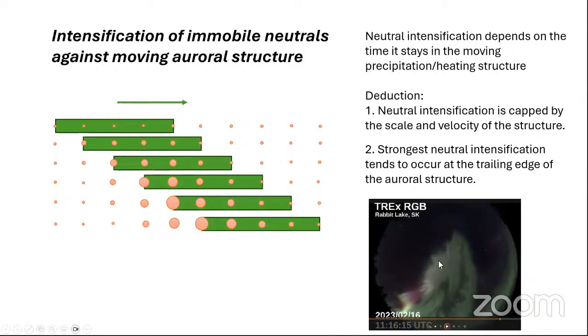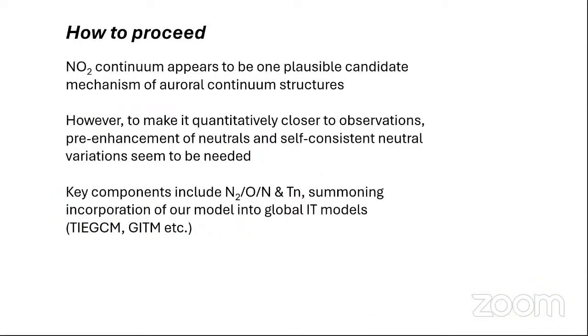Sometimes we indeed see this case. We see this continuum structure on the edge of the green auroras. But we still have a gap. Think about it: we have a 5 km/s moving structure, and if you assume this structure has, for example, 20 kilometer spatial scales, it only takes 40 minutes for it to travel through. And in our model, the rise-up time for the NO2 continuum is typically a couple of minutes. So this still remains an issue in our current simulation.